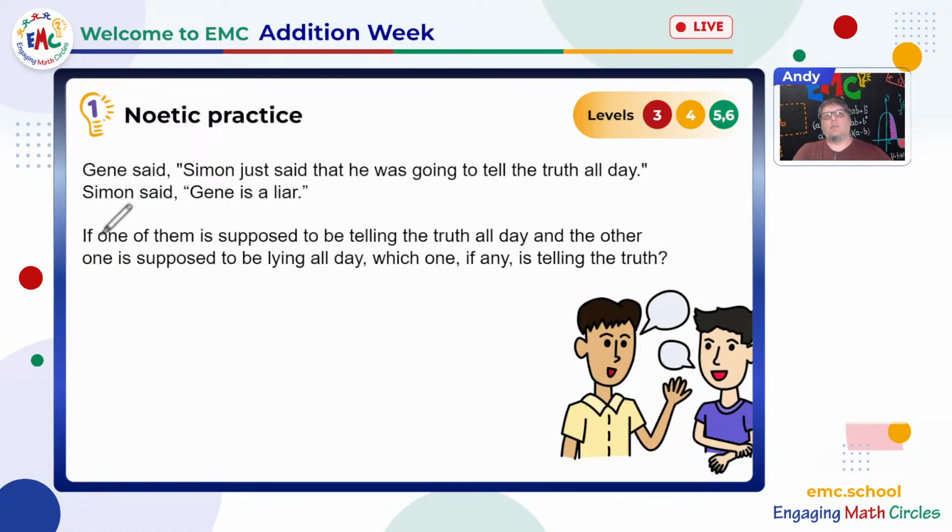Well, let's make an assumption. Let's say that Jean is lying right now. Simon just said that he was going to tell the truth all day. If that's a lie, Simon is telling the truth. That Jean is a liar. Okay.